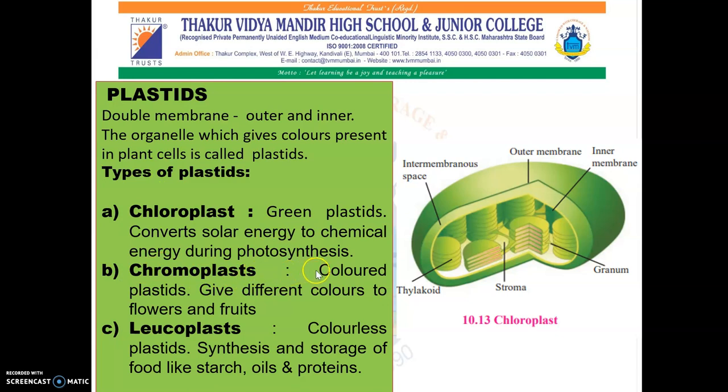Then chromoplasts. These are the colored plastids. It gives different colors to fruits and flowers. And the last one is leucoplasts. These are the colorless plastids. It mostly helps in the synthesis and storage of food like starch, oil and proteins.